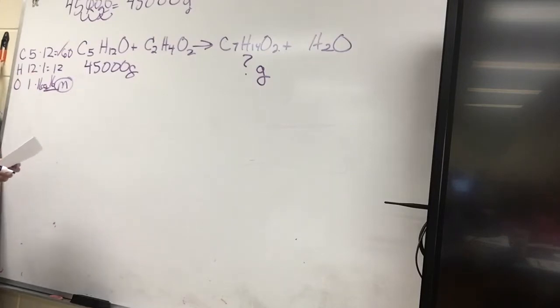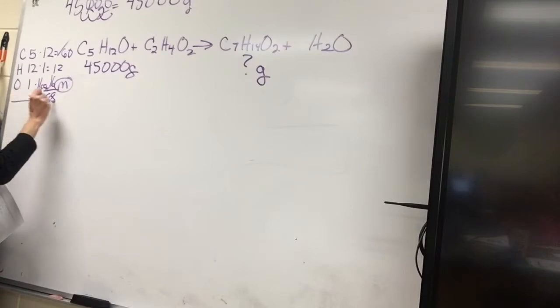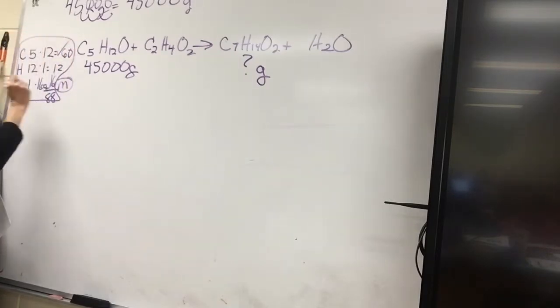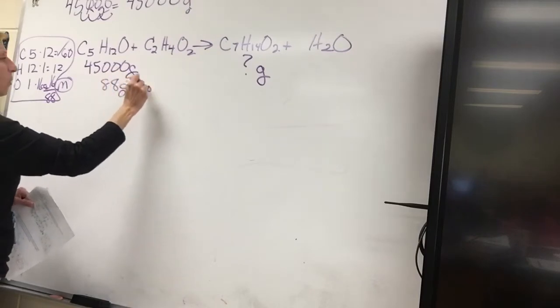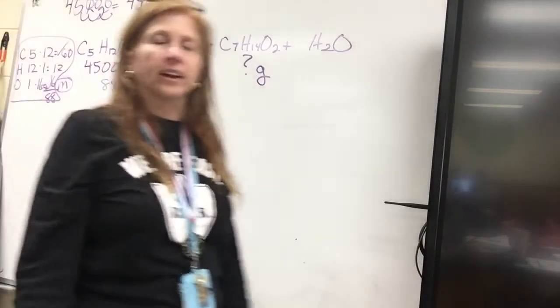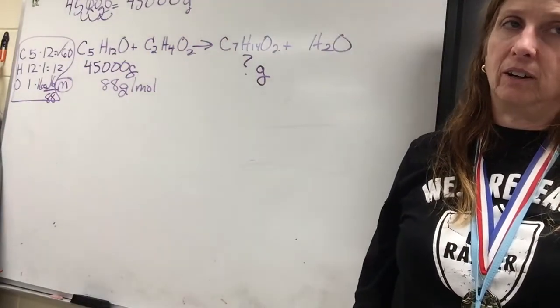1 times 16 is 16. We add them all up. Remember this from our first test? And it's 88. Okay, I want you to put this in a little box over here. And over here you're going to write 88 grams per mole. Molar masses are in grams per mole. Be sure to write the units.